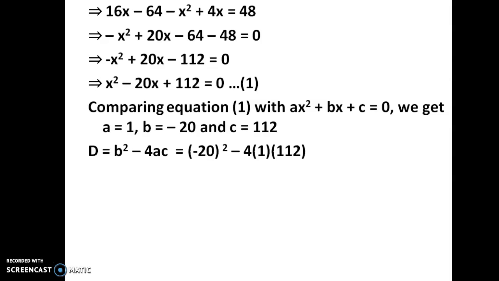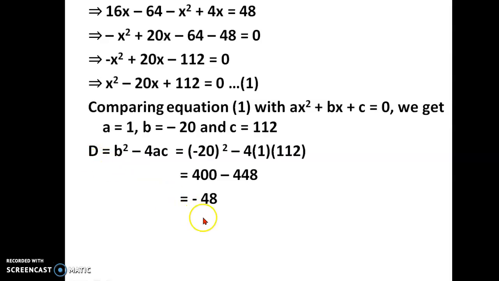Okay. So in order to find that out, we are using the discriminant D equal to b square minus 4ac. Substitute in that. So b square is minus 20 square, minus 4ac, 4 into 1 into 112. So minus 20 into minus 20 is 400. Minus 4 into 1 into 112. So 4 into 112, if you do, you will get 448. Okay. So you have 400 minus 448. So the answer you will get is minus 48.